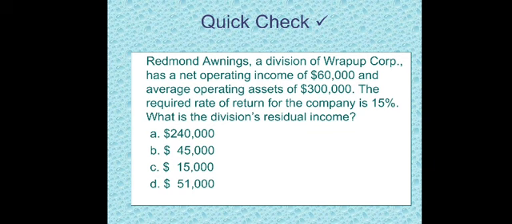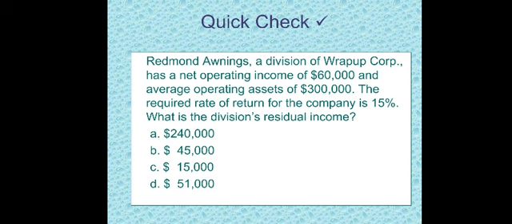Let's see the next one. Redmond Awnings, a division of Redmond Corporation, has a net operating income of 60,000 and average operating assets of 300,000. The required rate of return of the company is 15%. What is the division's residual income?